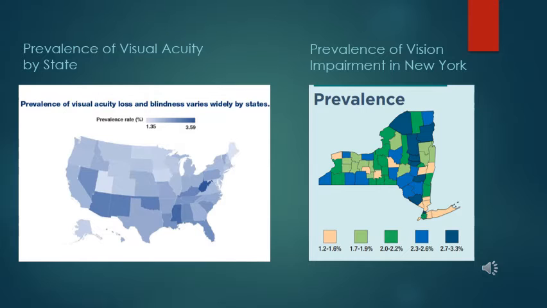And then when you take a look at the map for New York State, the highest prevalence for vision impairment is around the northern and rural regions. So you can see that the deepest blue is closer to the Buffalo state line. Whereas if you take a look at the tri-state area, that is where you have the least prevalence.